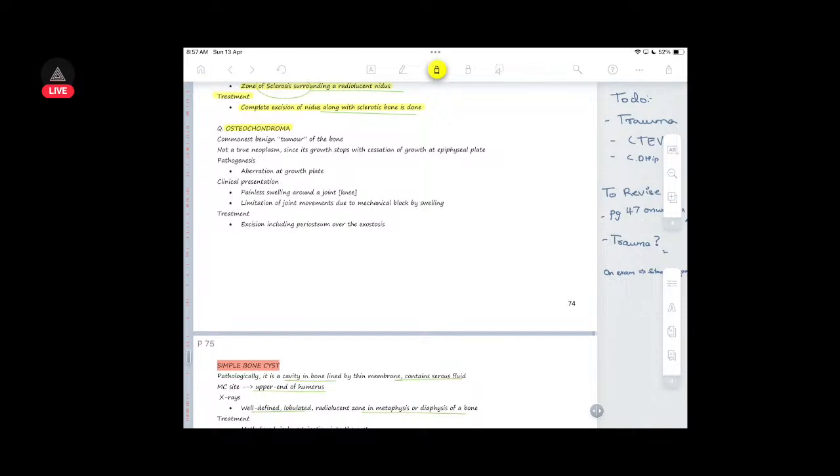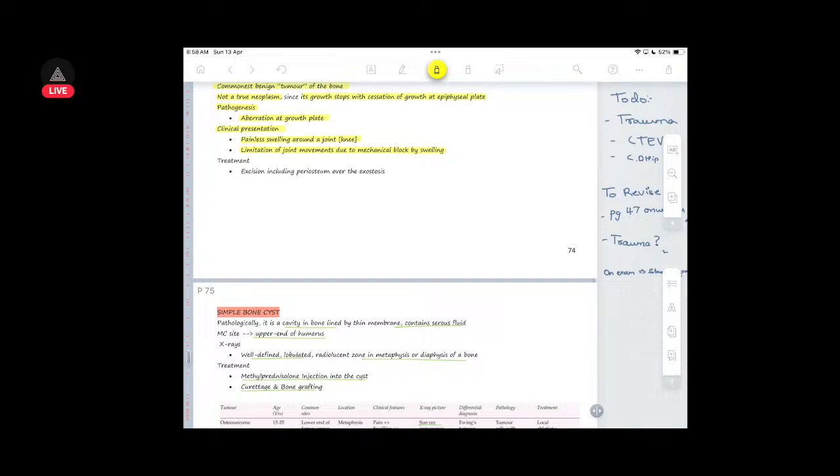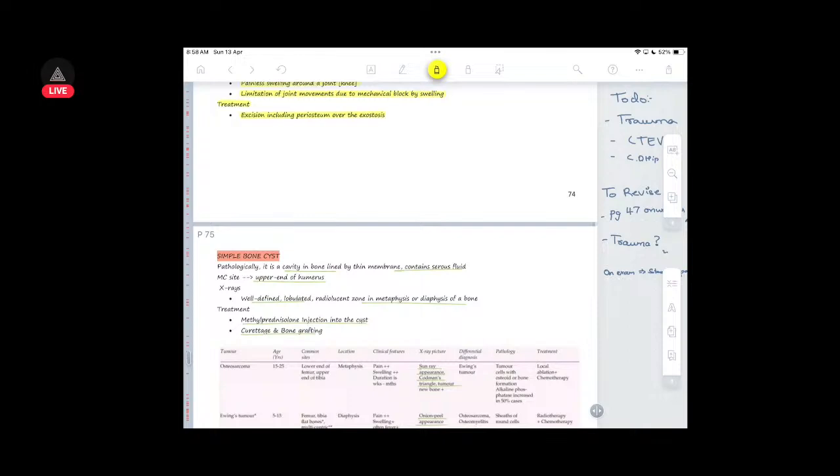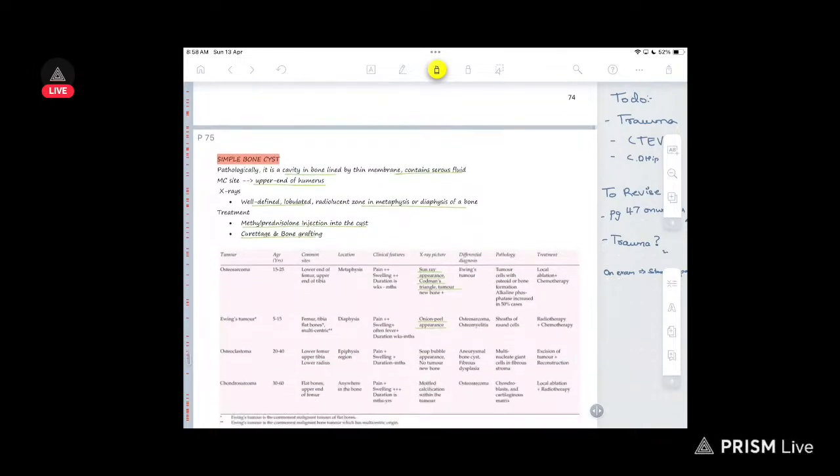Then you have osteochondroma, which is the commonest benign tumor of the bone. Not a true neoplasm, its growth stops with cessation of growth at the epiphyseal plate. At the epiphyseal plate, the growth will stop, then this also will stop. Therefore, it is not a true tumor. Pathogenesis: separation at the growth plate is seen, wherein there will be painless swelling around the joint, around the knee. There is limitation of joint movements due to mechanical block by the swelling. Treatment is excision including periosteum over the exostosis.